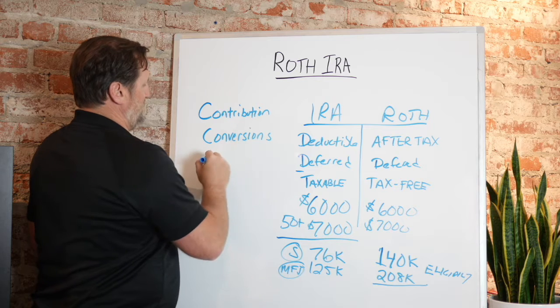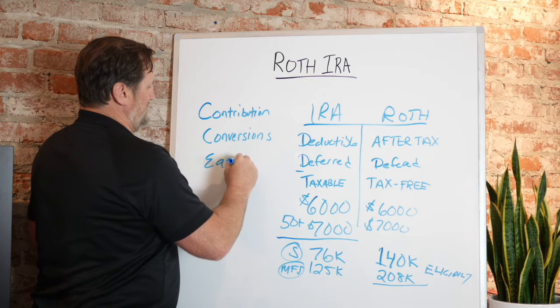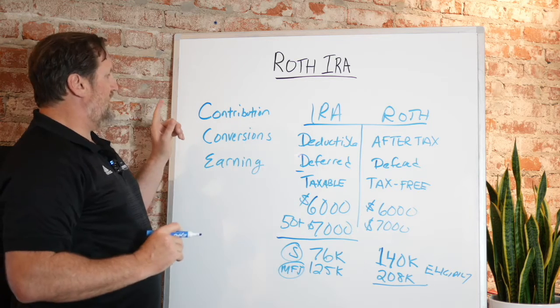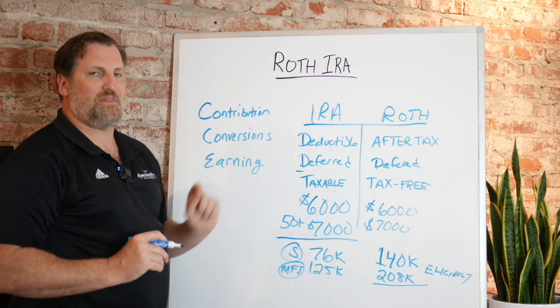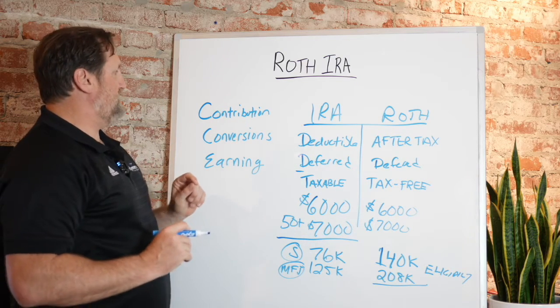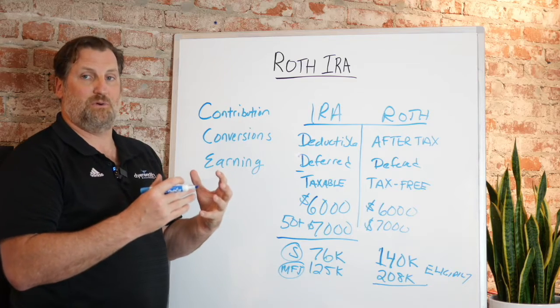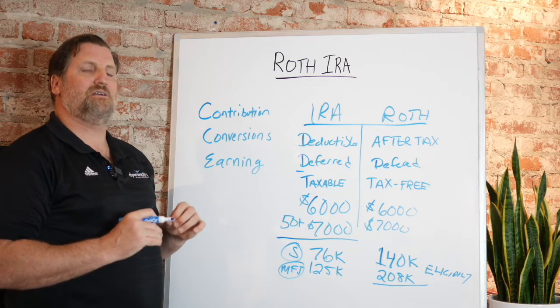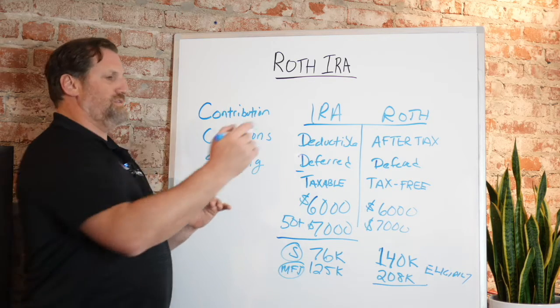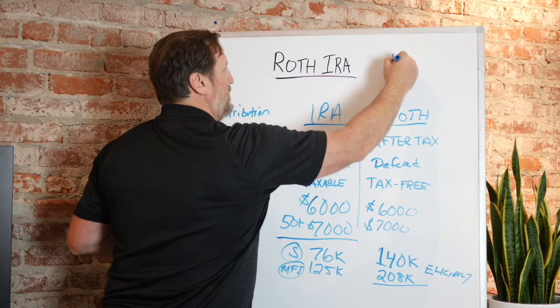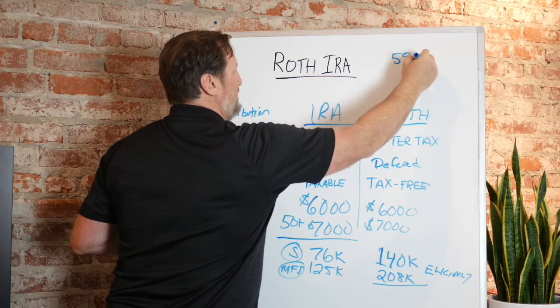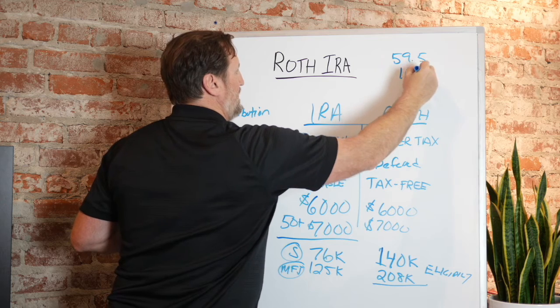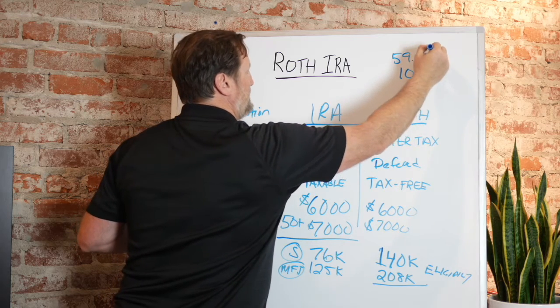All right. And the third is earnings. A contribution to a Roth IRA is basically the principal that you put in. That money can come out at any time with no penalty and no age restrictions. So no 59 and a half and no 10%.